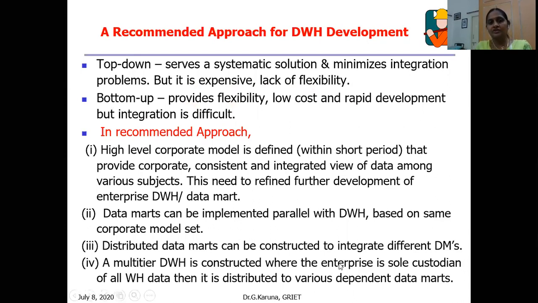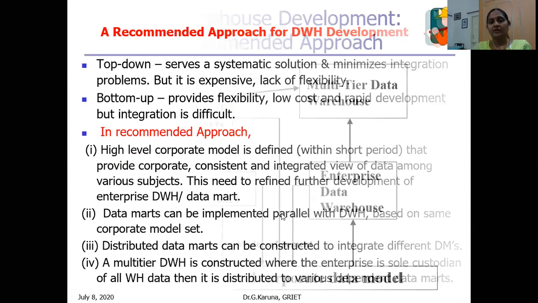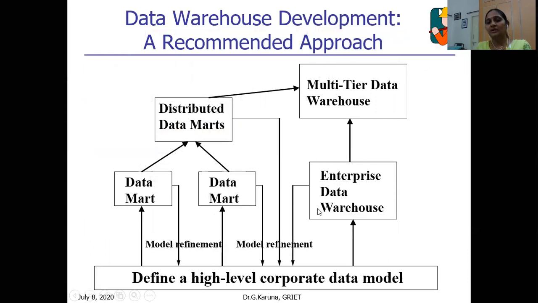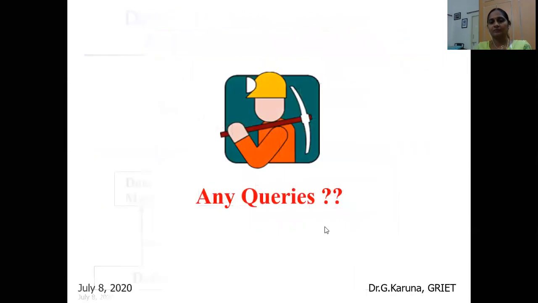The recommended approach comprises a high level corporate model and data marts. In parallel, where data marts are required, we implement the data marts. Where complete subjects are required, we start with the subjects, so that the combined model looks like this. See this one here: it is the enterprise data warehouse, a multi-tier data warehouse, whereas here the data marts are implemented in parallel. Based on the decisions, we refine the model. So this is the recommended approach for data warehouse architecture. Thank you.